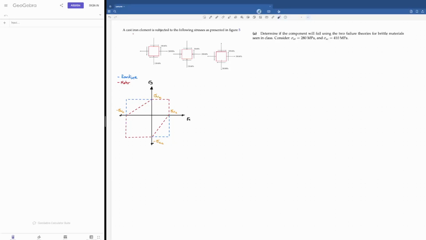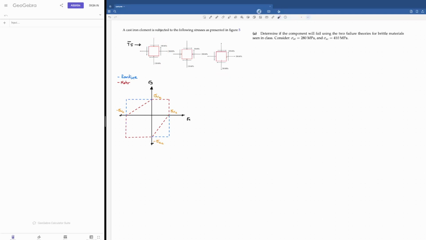The problem is: given that a cast iron element is subjected to the following stresses as presented in figure 5. So this is figure 5 here. We are asked to determine if the component will fail, using the two failure theories for brittle materials seen in class, the lectures. We need to consider that the ultimate strength in tension is 280 megapascals, and the ultimate strength in compression is 410 megapascals. These are the state of stress cases we're given, so we have 3 cases.